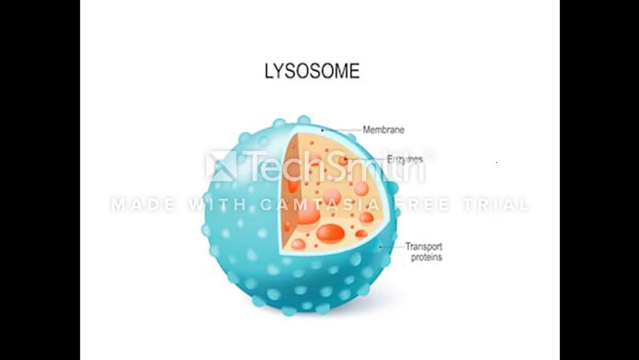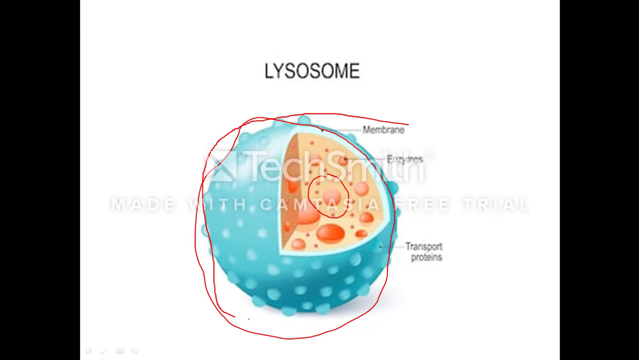This is the structure of the lysosome. It has a membrane. This membrane stability is very important in enclosing the many hydrolases: amylases, proteases, lipases, nucleases. All of those will be enclosed within the membrane. This is a vesicular membrane that encloses the lytic enzymes. Along with that, it also has transport proteins to carry or direct the movement of the lysosomes to the site of action.